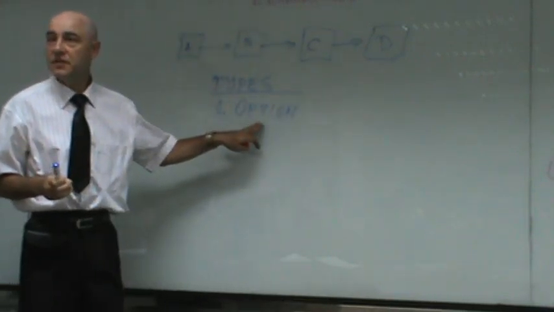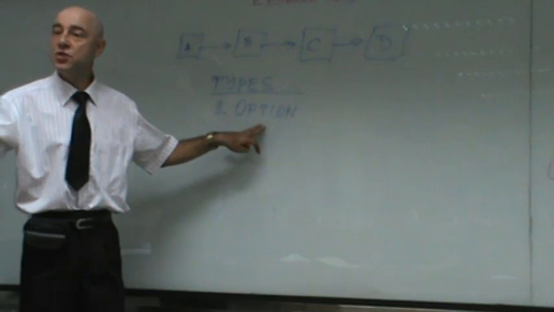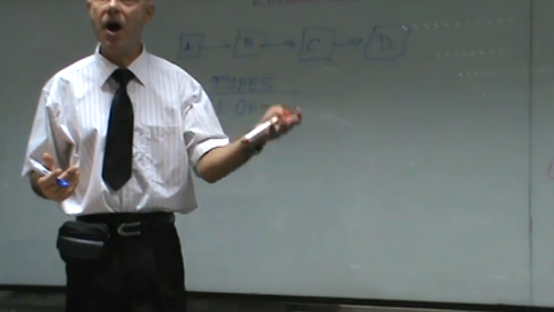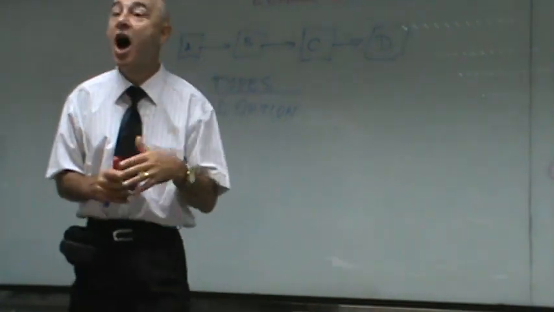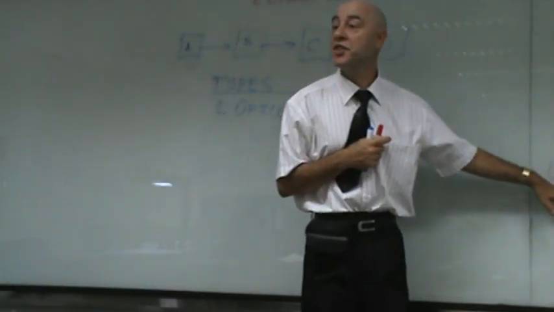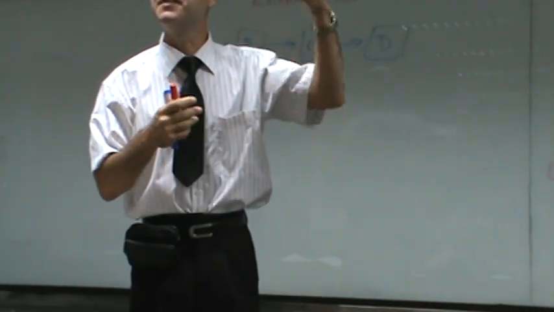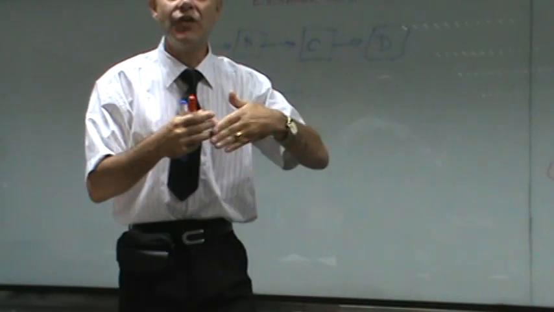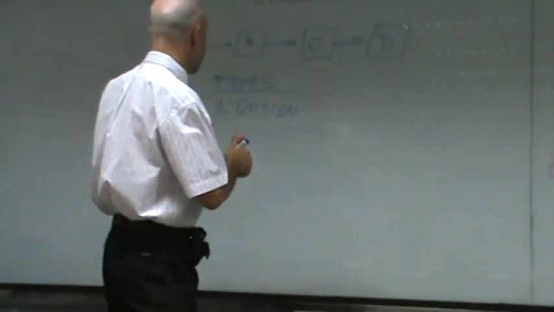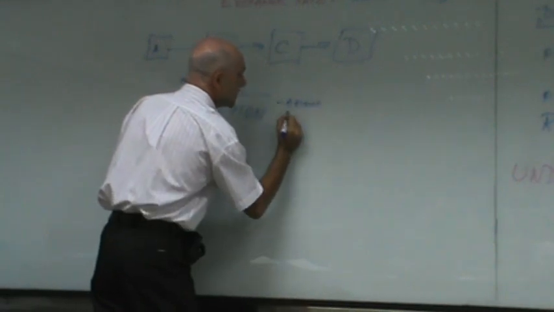An option gives the buyer the right, but not the obligation, to buy or sell a particular asset. We call it a particular underlying. What else? At a given price for a given period of time. Okay? So, number one, it's a right.